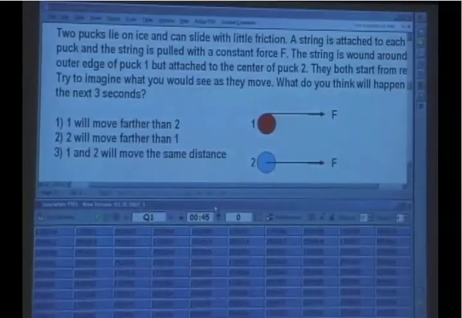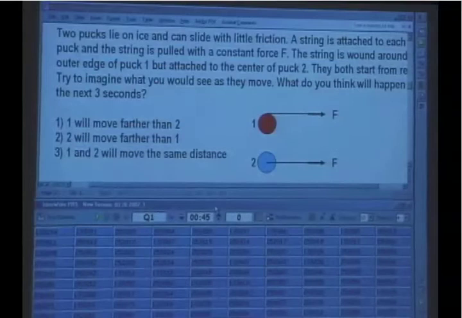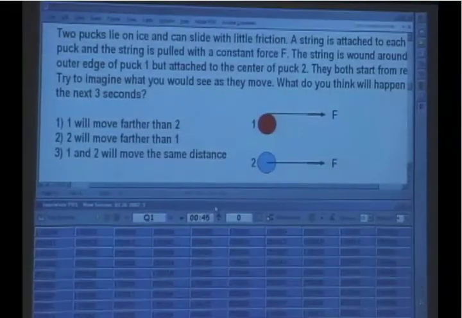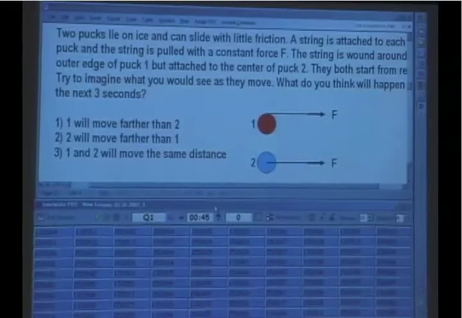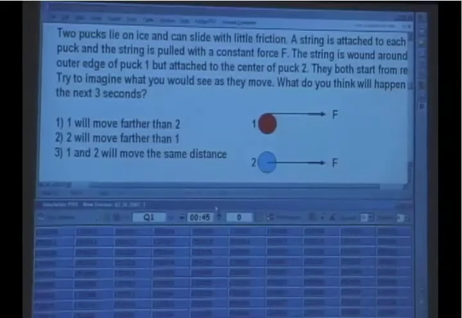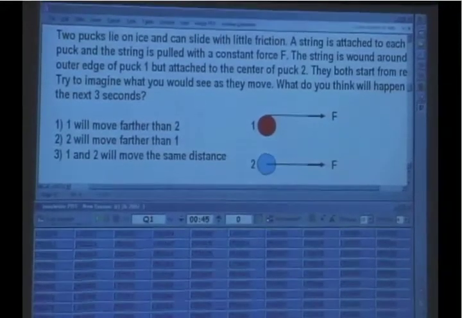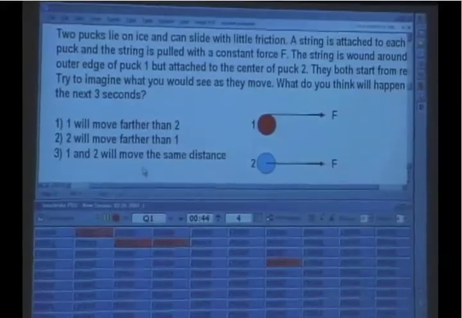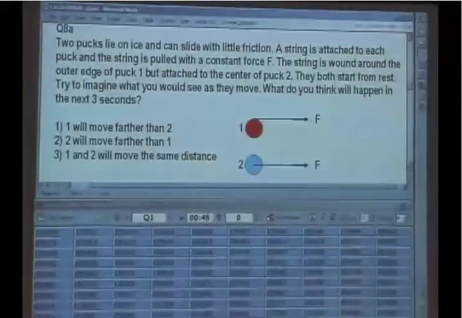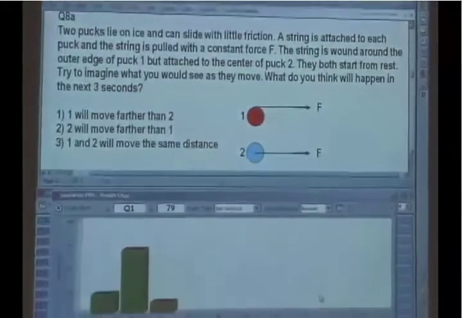And I want you to think about what you think is going to happen. After 3 seconds, what's going to happen? Number one is going to move farther than two. Number one is the one with the string wound around it. Or number two is going to move farther than one, or 1 and 2 will move the same distance in those 3 seconds. All right, so let's see what you predicted.